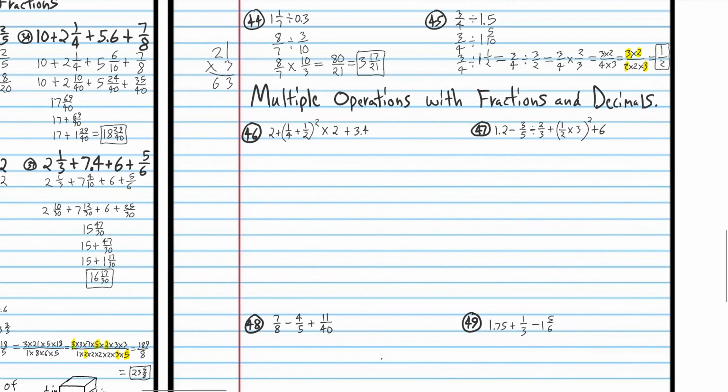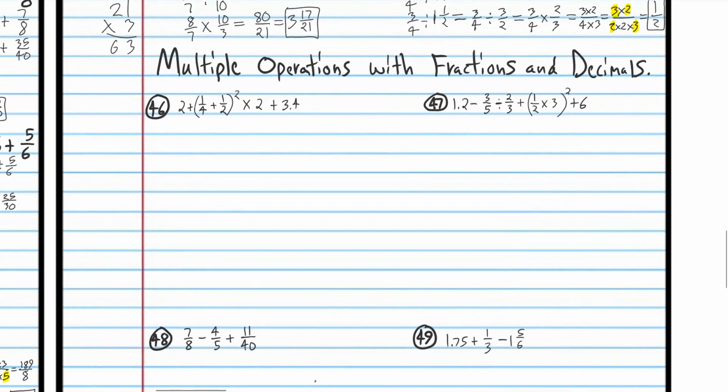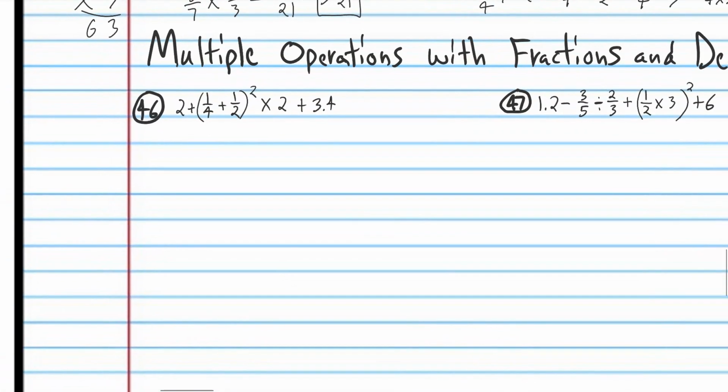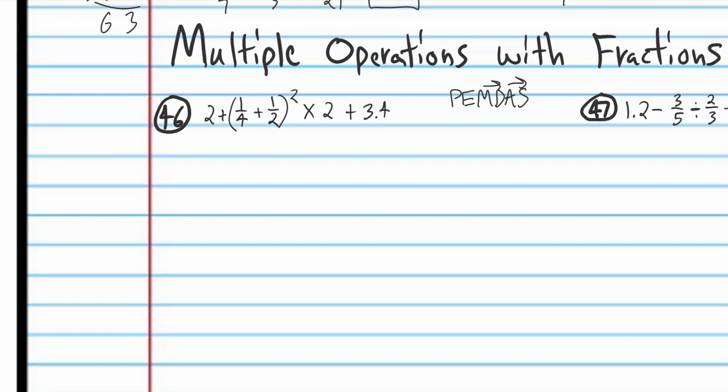All right, so now the last thing we're going to do today is multiple operations with fractions and decimals. Because we have multiple operations, we have to use, you guessed it, PEMDAS. PEMDAS says parentheses first, then exponents, then multiplication, then division, then addition, then subtraction. All right, so we're going to do the parentheses first here. So 1/4 plus 1/2. We get a common denominator. Multiply both these numbers by 2 and you get 2/4.